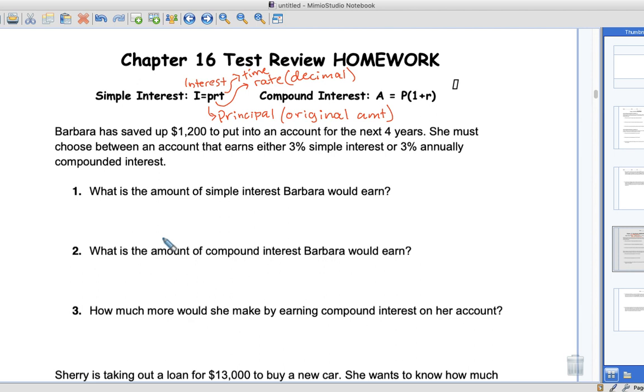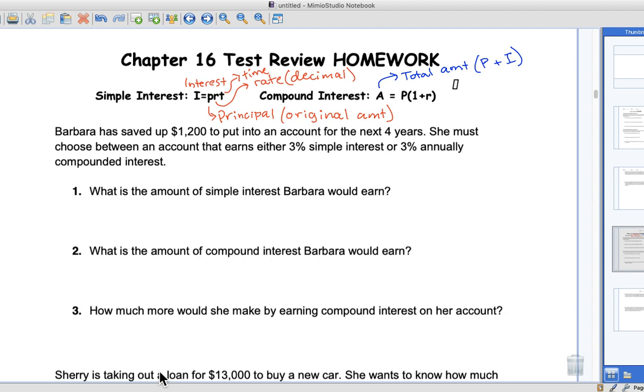Okay. So the only thing that's different about the compound interest formula is we have that A. Does anyone know what the A stands for? The total amount in the account. So the total amount means it's the principal and the interest together. Okay. So if it asks about the interest, you have to subtract out the principal.